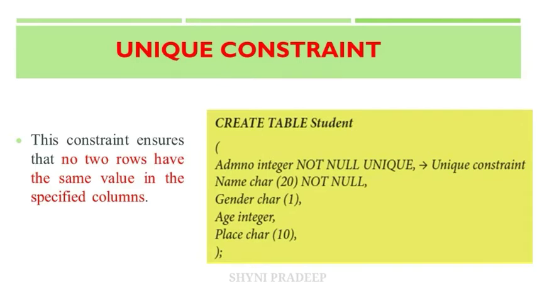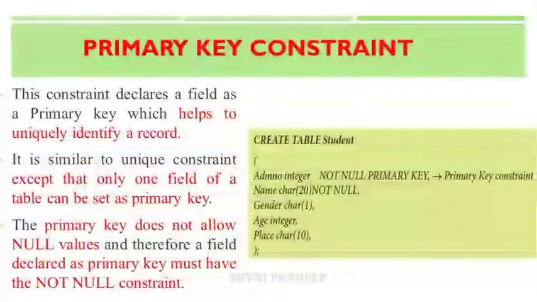When two constraints are applied on a single field, it is known as multiple constraints. See this example. In this example, multiple constraints, not null and unique, are applied on the single field admin number, and the constraints are separated by a space, and at the end of the field definition a comma is added. By adding these two constraints, the field admin number must take some value, will not be null and should not be duplicated.